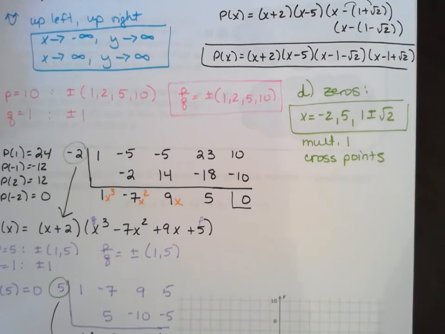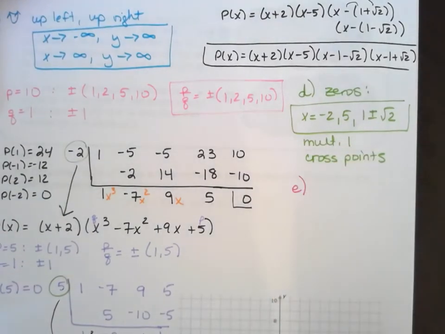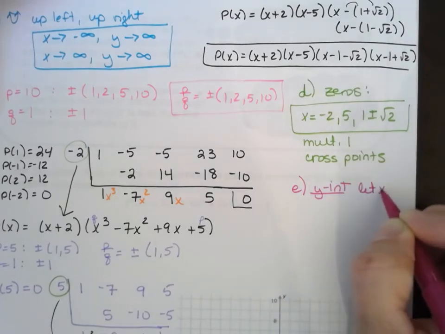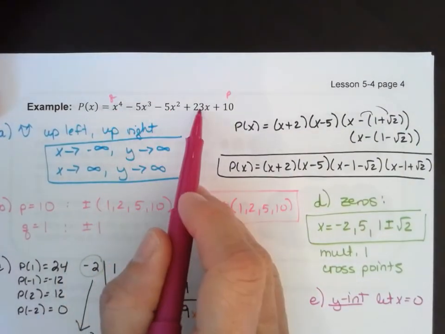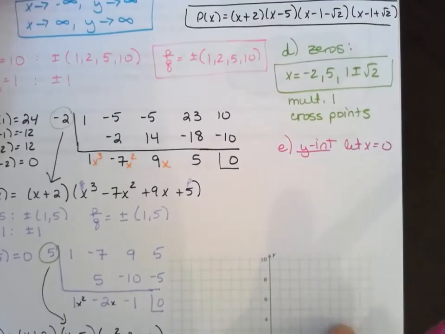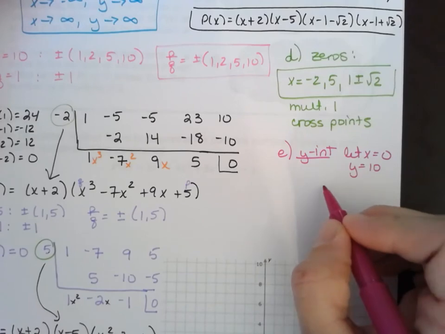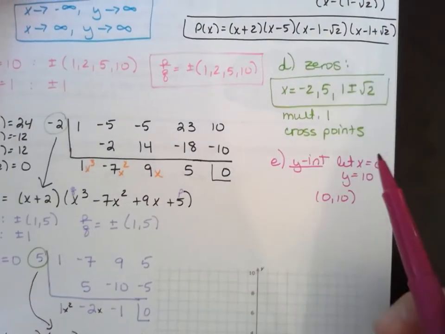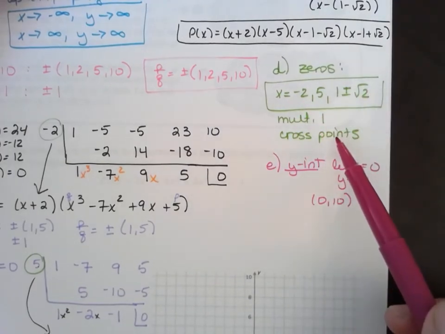This is a mad jumble on this piece of paper. Okay, for E, we're supposed to find the y-intercept. That means let x equal 0. If we let x equal 0, we have 0, 0, 0, 0, and a 10. So in that case, y is 10. So our y-intercept is the point 0, 10. Now remember, your zeros represent your x-intercepts that are all cross points.